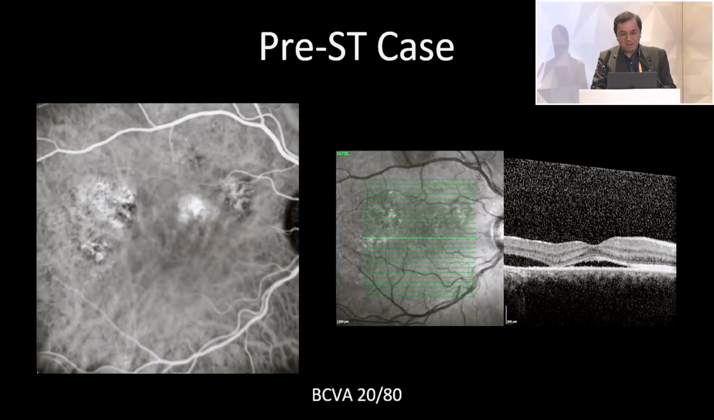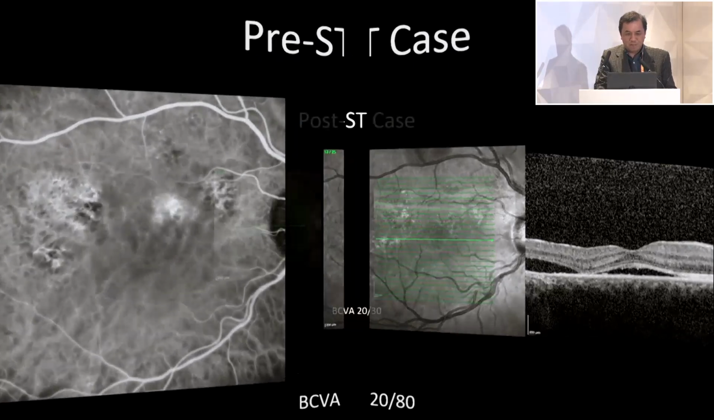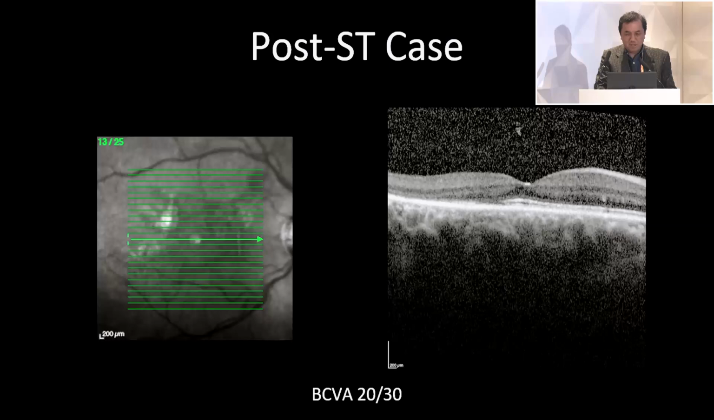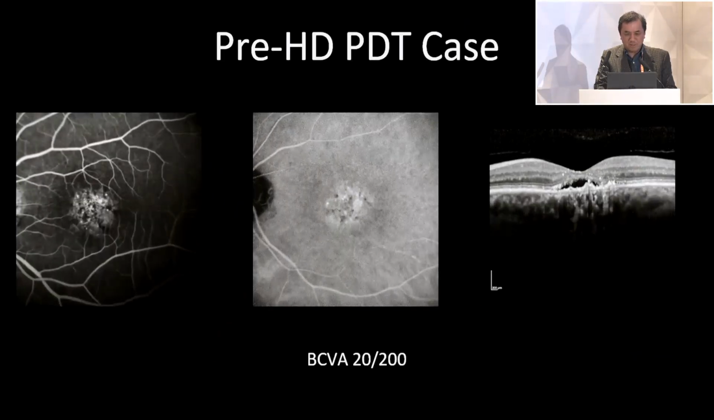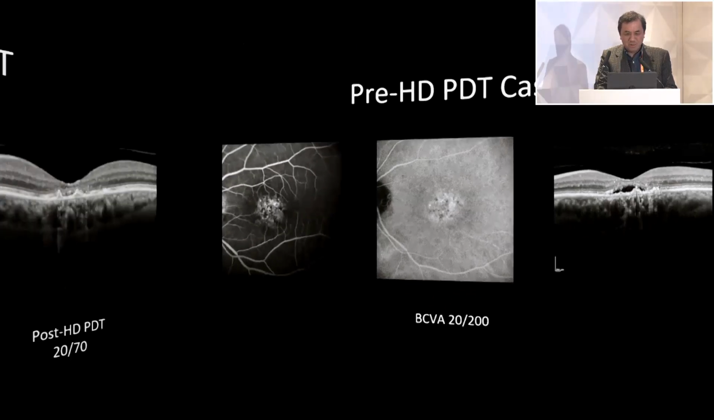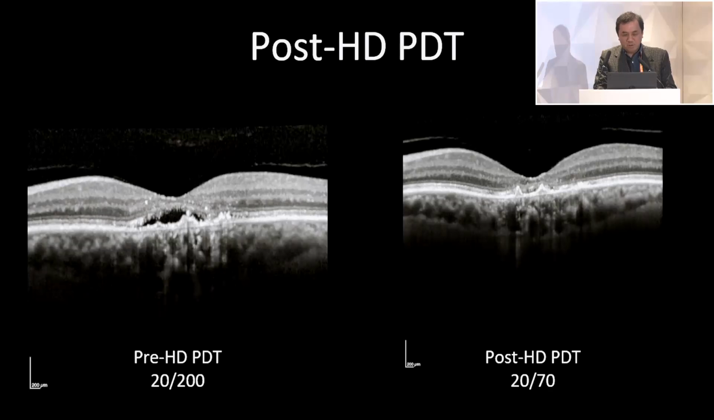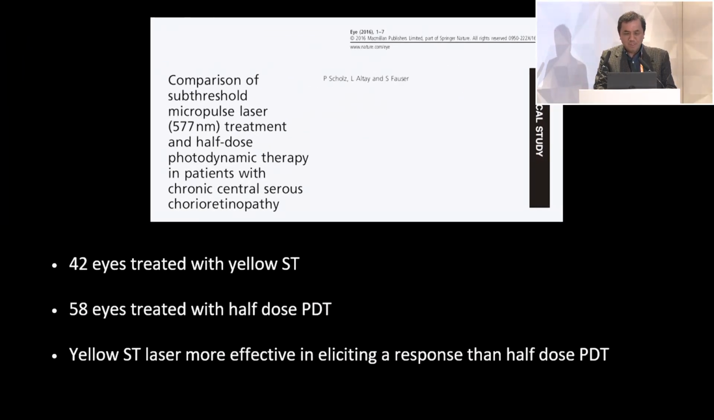And this is an example of pre-treatment with the micropulse laser. And this is post. So you can see that the fluid has gone away. And this is a pre-PDT case here, the images, and post-PDT, also an improvement in visual acuity. So how do our results compare with the literature? And in general, they're very similar to other series in the literature.